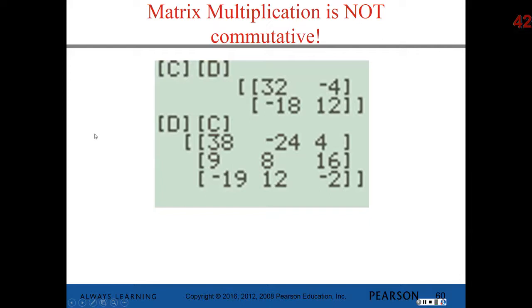So matrix multiplication is not commutative. And here's the example. There's the result of C times D, but then here's the result of D times C. Yes, you can reverse the two, but no, you do not get the same answer. Okay? Everybody good?